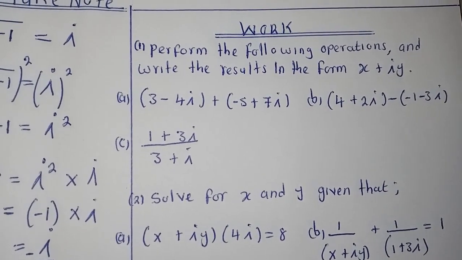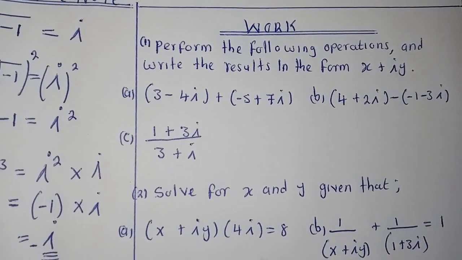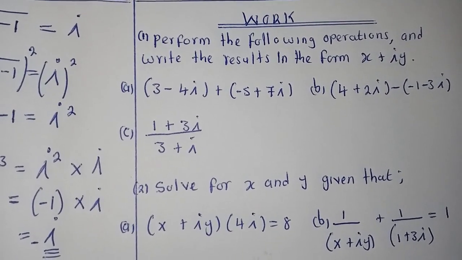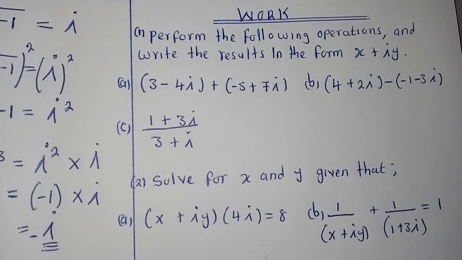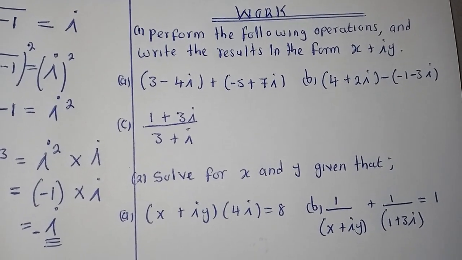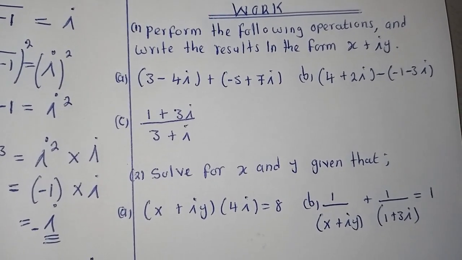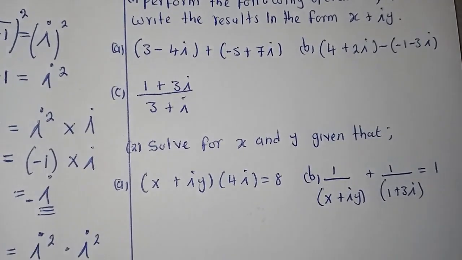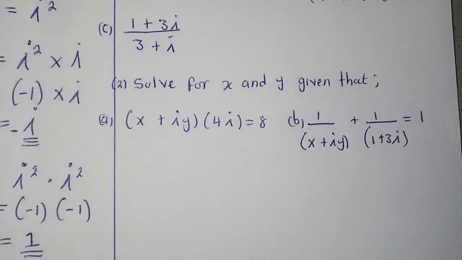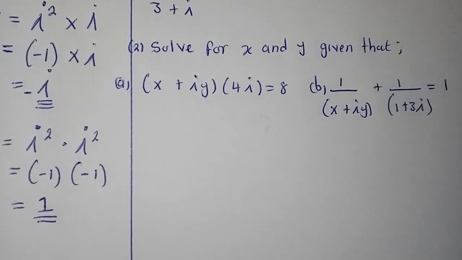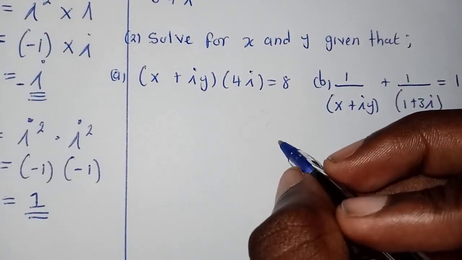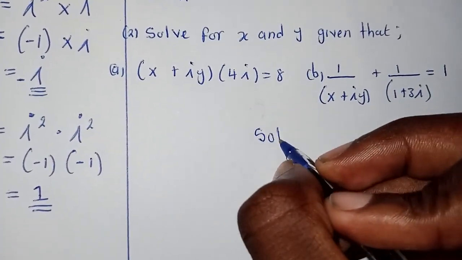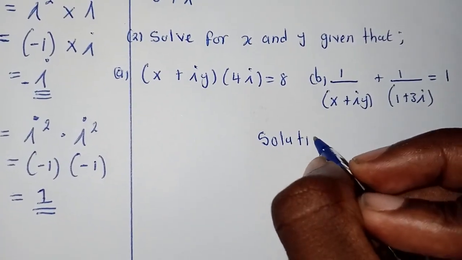Now, we have been given this particular question. They're saying we perform the following operations and write the results in the form x plus iy, where x is a real number, and iy is the imaginary number. Okay, so let's just do the needful. I do have some little space here, and I'm going to write just from here for the first question, maybe in the second.